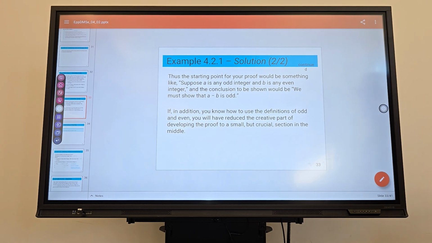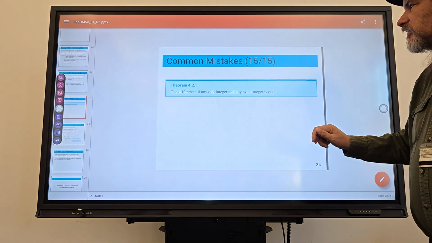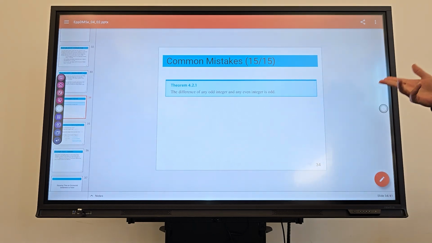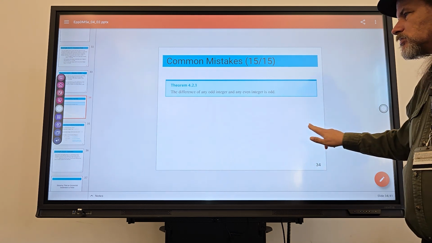So they don't go into the full proof of it, but it is provable, and it leads to Theorem 4.2.1: the difference of any odd integer and any even integer is odd.